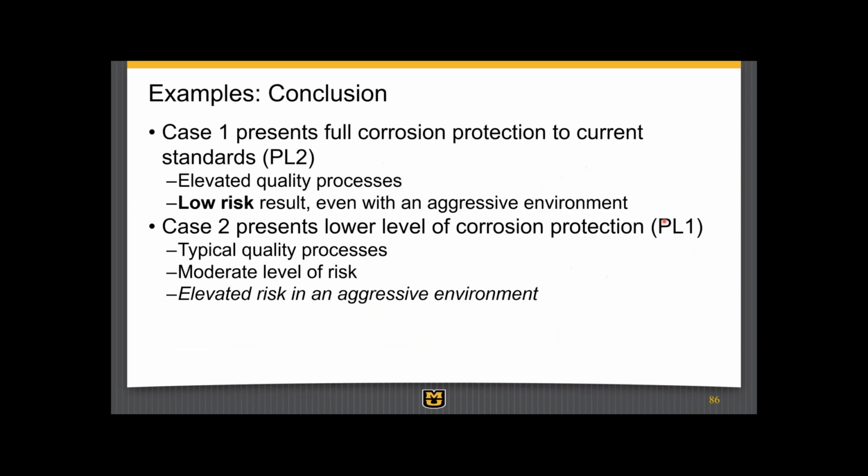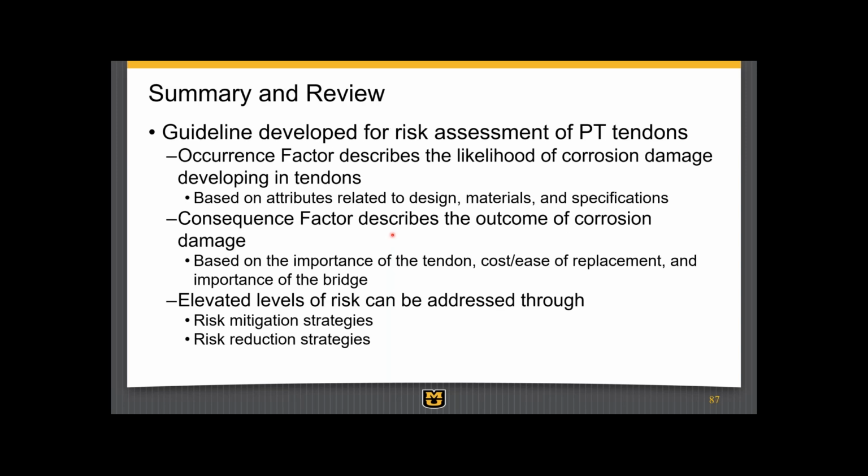So, just a conclusion of that: case 1 presented something with full corrosion protection to current standards in PL2. It ended up with a low risk. Case 2 had a lower level of corrosion protection, PL1 with typical quality processes, and ended up with a moderate level of risk. That was elevated in the case of a more aggressive environment. And so that pushed it a little bit north when you had an elevated or more aggressive environment surrounding the bridge. So, okay, that was it.